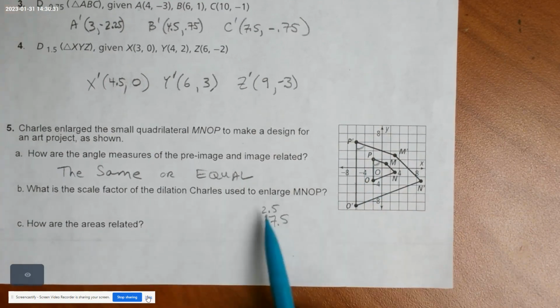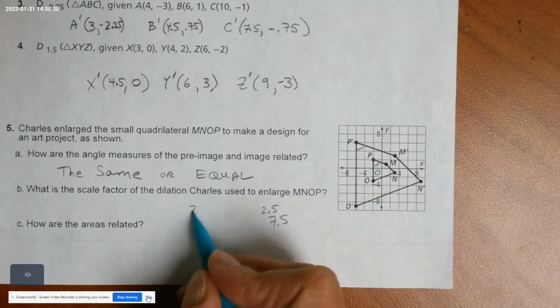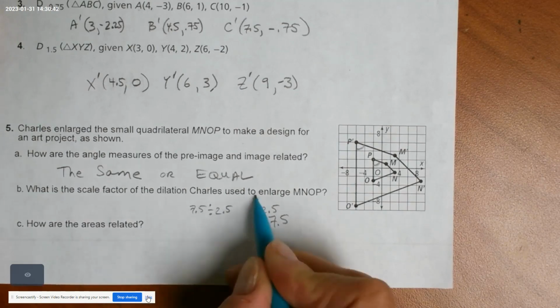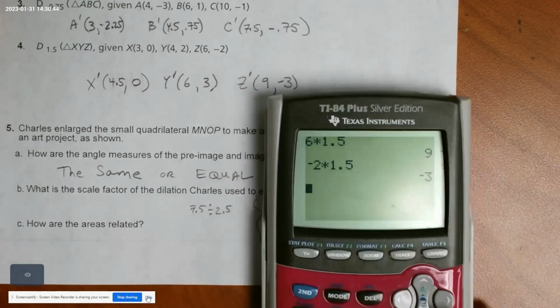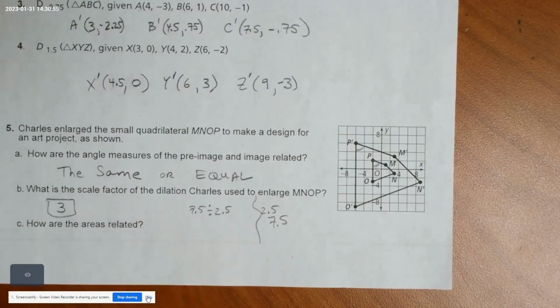So what did we multiply 2.5 by to get 7.5? Well, what you want to do is just divide these. If you take 7.5 divided by 2.5. So clear that, 7.5 divided by 2.5, and you get 3. So it's 3 times bigger. That is my scale factor.